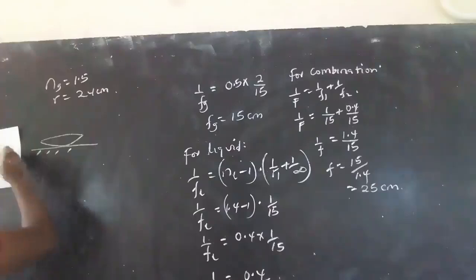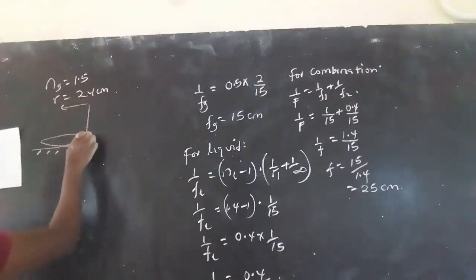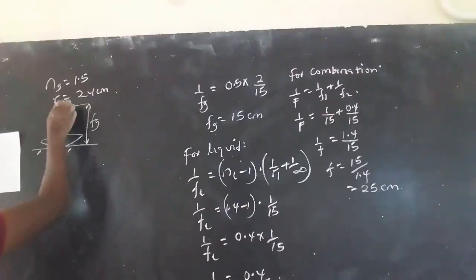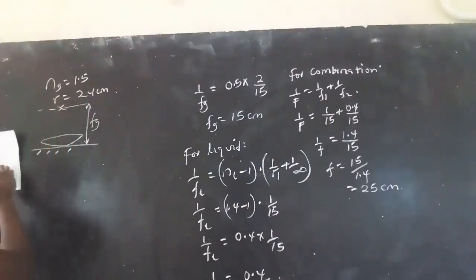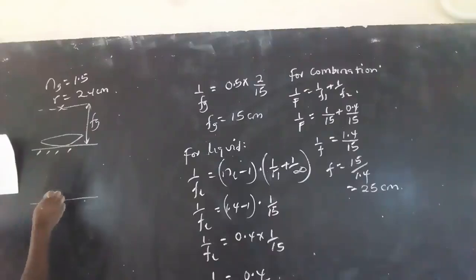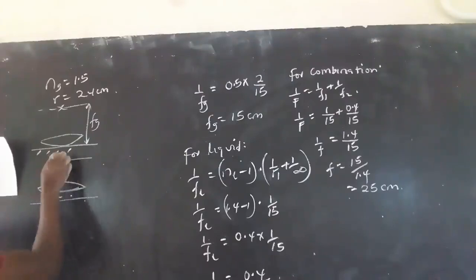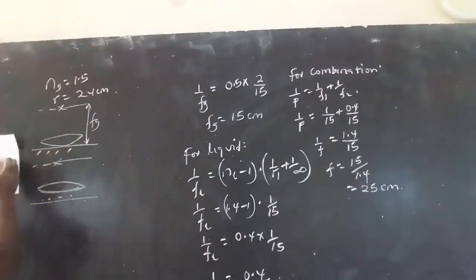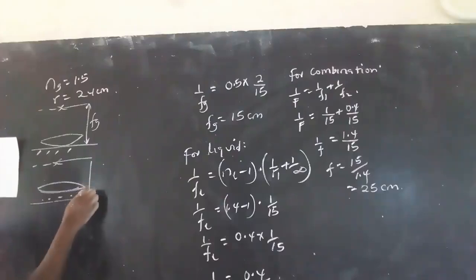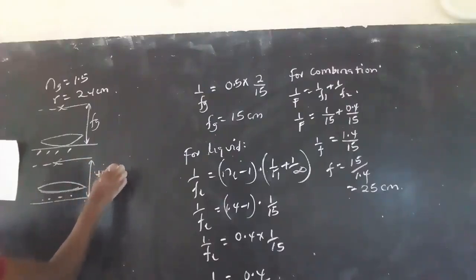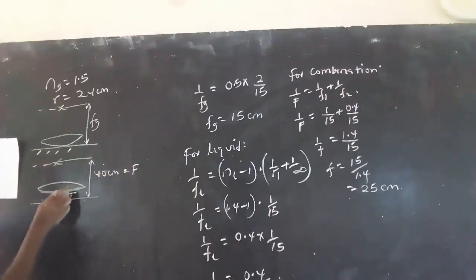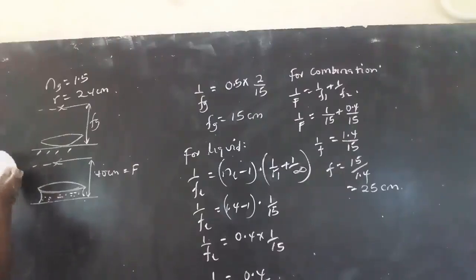When the space is filled with the liquid, so we don't have this F. F of the glass is not given. When the space is filled with the liquid, the distance here is 40 centimeters, which becomes capital F, because this is the combination. Then I say, find the refractive index of the liquid.